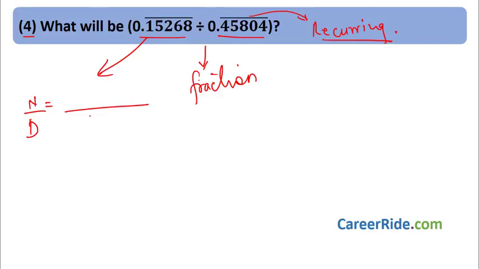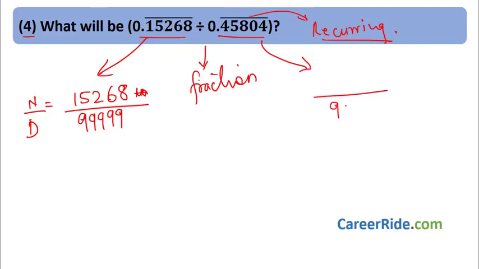Okay, how many numbers are there below the bar? There are 5 numbers, so there will be 5 9s. How many numbers are not there below the bar? No number, so there would be no 0. What would be the numerator? 1 5 2 6 8 minus, since there are 5 numbers below the bar, but there is no number which does not have a bar above it, so there is no minus. Okay, so this would become this, and this fraction would be similar, 9 9 9 9 9 and 4 5 8 0 4.